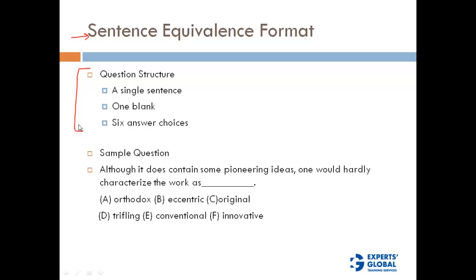Quickly, the recap of sentence equivalence format. It's a single sentence with 1 blank and 6 answer choices, and you are supposed to select 2 answer choices that can go in this blank. These answer choices are also synonyms to each other. Let's look at one example.